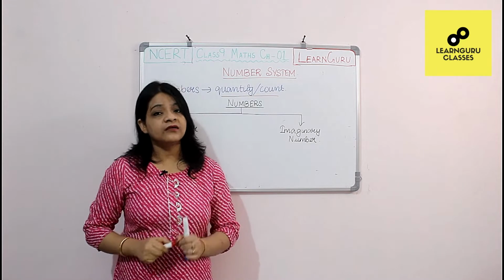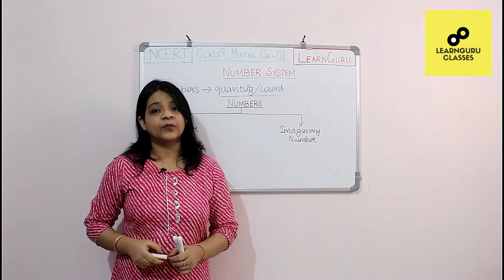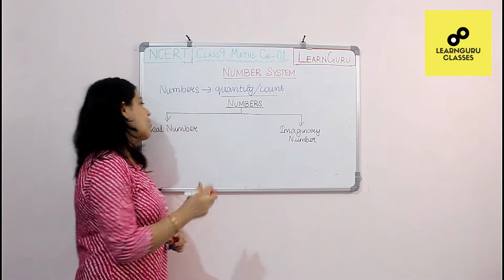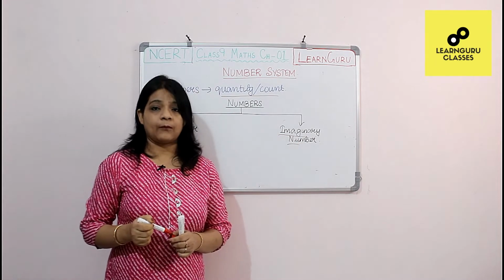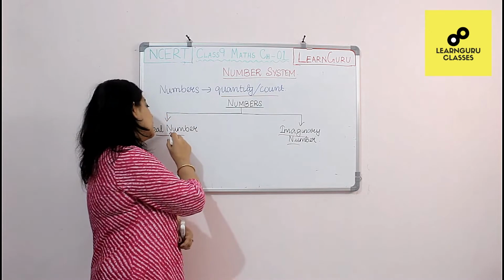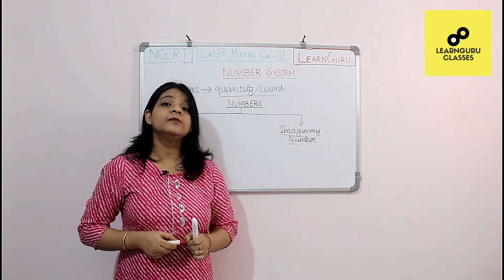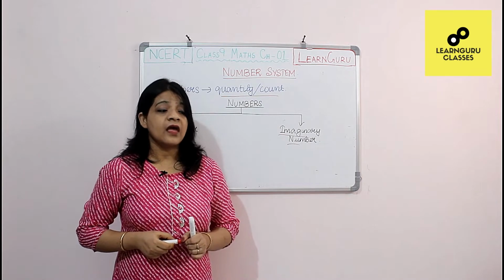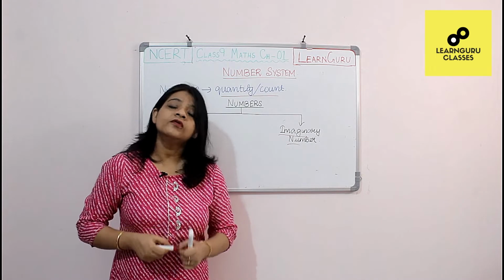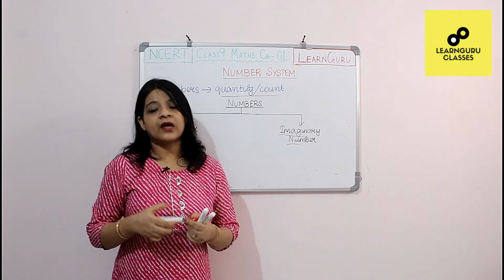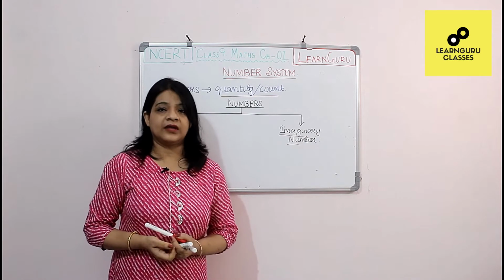Numbers come in various forms. We can broadly classify numbers into two types. One is real number and the other one is imaginary number. What is a real number? What is the literal meaning of real? Real means something that is actual, that is true. So we use real numbers every day. The numbers that we use in our day-to-day life are real numbers.